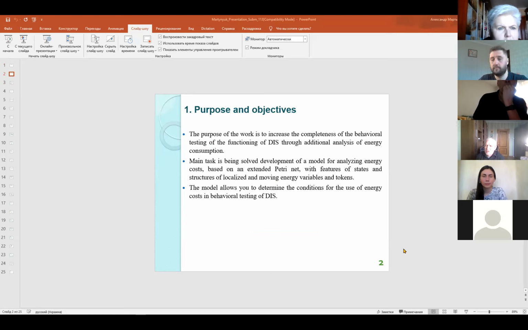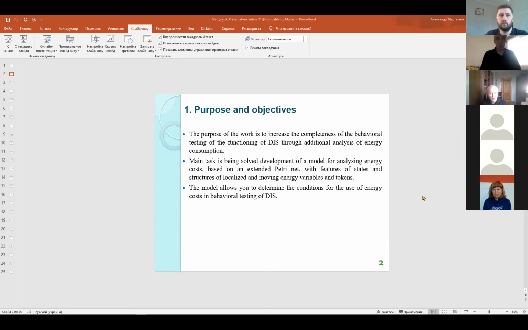The purpose of the work is to increase the completeness of behavioral testing of the function of this distributed information system through additional analysis of energy consumption. The main task is the development of a model for analyzing energy costs based on extended battery nets with features of states and structures of localized and moving energy variables and tokens. The model allows you to determine the conditions for the use of energy costs in behavioral testing of these.